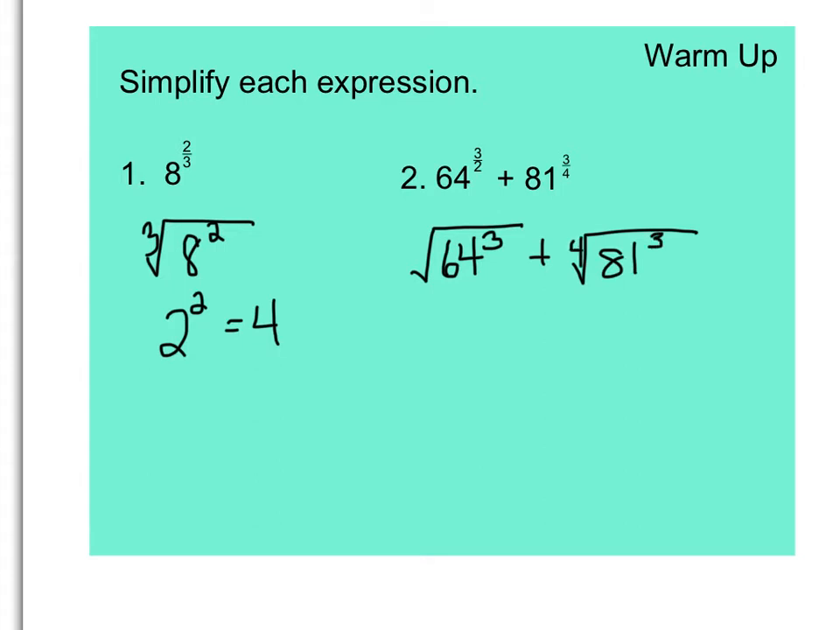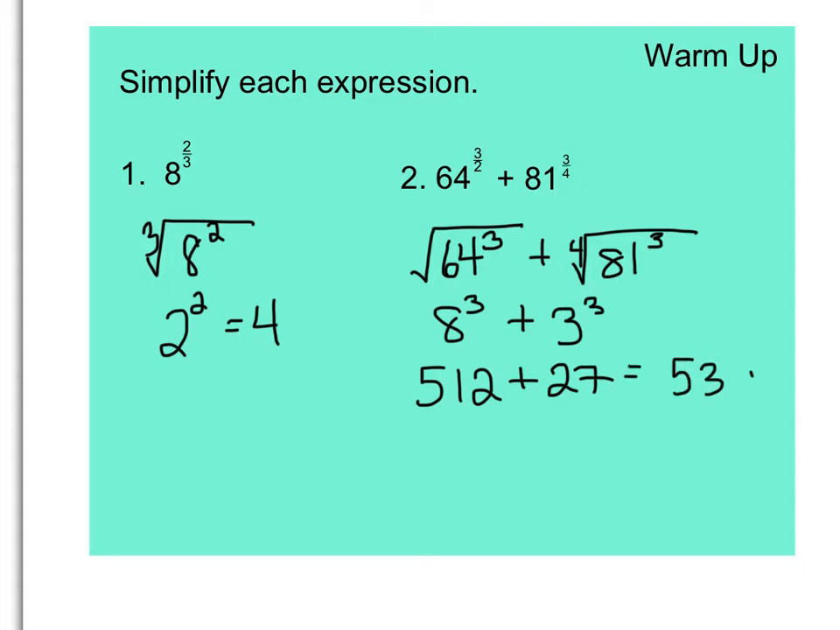So the square root of 64 is 8. So I have 8 cubed. The fourth root of 81 is 3. So 3 cubed. 8 cubed, which you could either type into your calculator or type in 8 times 8 times 8, should have been 512. 3 cubed is 27. Add those together, and we're looking at 539.